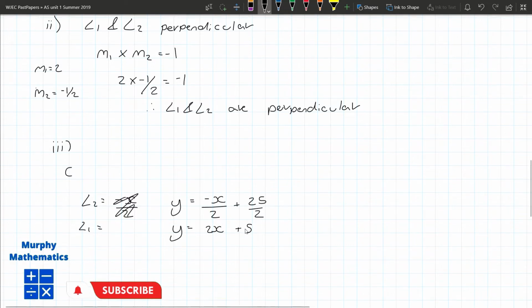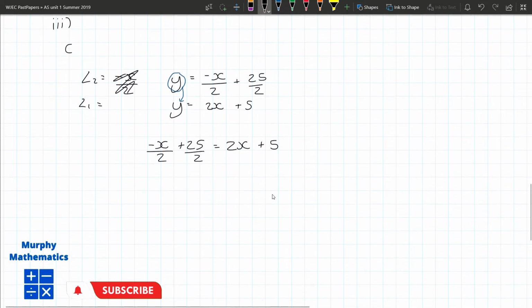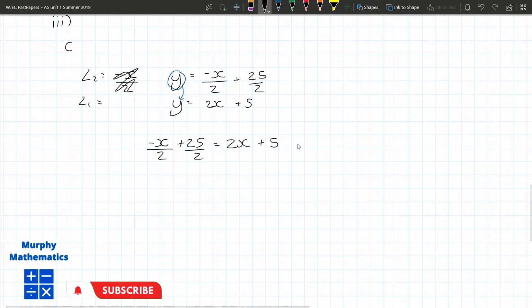Okay, so to find the intersect point where these two touch, we need to make them equal to each other. Fortunately now we have them both in terms of y. So I can chuck this into this y and set it equal to each other. So I now have minus x over 2 plus 25 over 2 equals 2x plus 5. Okay, and now I just rearrange and collect like terms. First thing I'm going to do is multiply the whole thing by 2. So I'm going to have minus x plus 25 equals 4x plus 10.